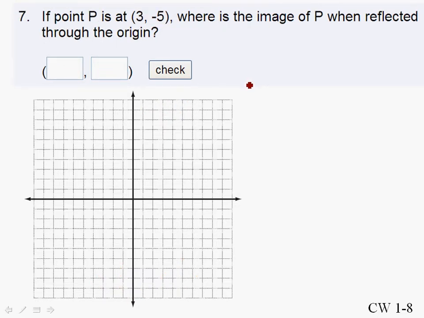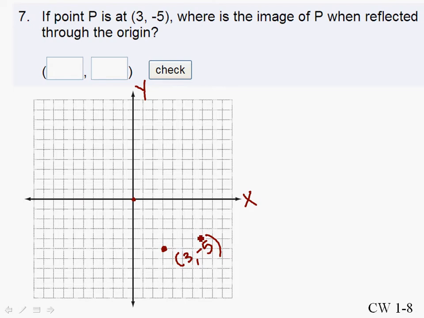Number 7, if point P is at 3, negative 5, where is the image of P when reflected through the origin? Okay, here's our y-axis and our x-axis. The origin is 0, 0, so it's where the two meet. So we have point 3, negative 5. So 1, 2, 3, 1, 2, 3, 4, 5, right here. So this is my point 3, negative 5.